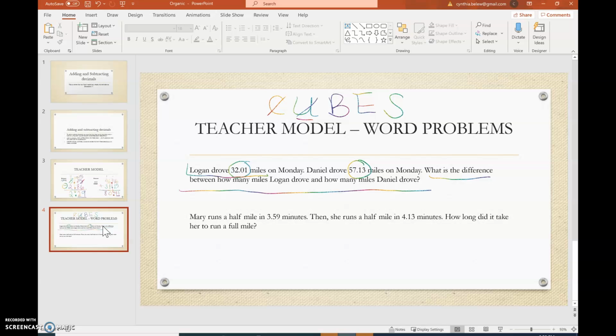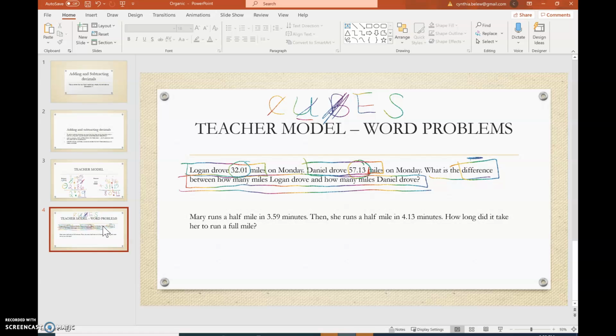Logan drove 32 1/100th of a mile. Daniel drove 57 1300ths of a mile. Difference between how many miles Logan drove and Daniel drove. I boxed the keywords, the words that help me solve. Difference means subtract. I'm going to put the subtraction sign there.